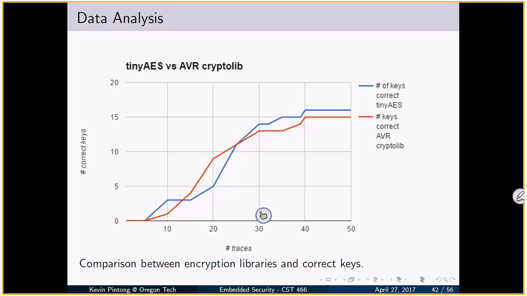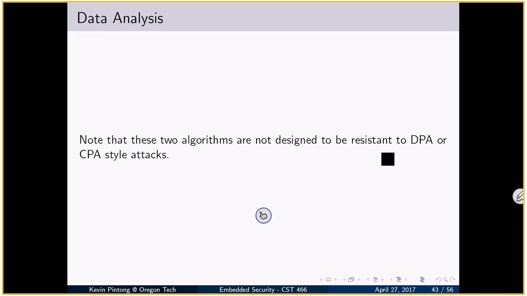So here is a graph of Tiny AES versus AVR CryptoLib. We have the number of traces here, and I'm just trying to show you that even coding them differently, and they look different, you can essentially get the same number of correct keys in the same amount of time, regardless of how it was coded. The two algorithms I mentioned here are not actually designed to be resistant to DPA and CPA style attacks anyway.